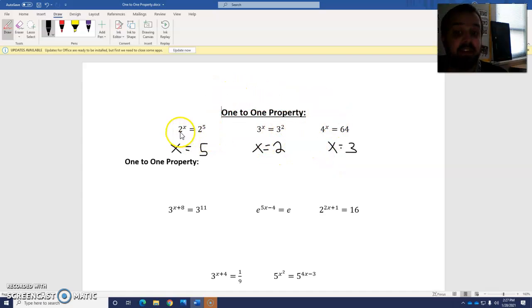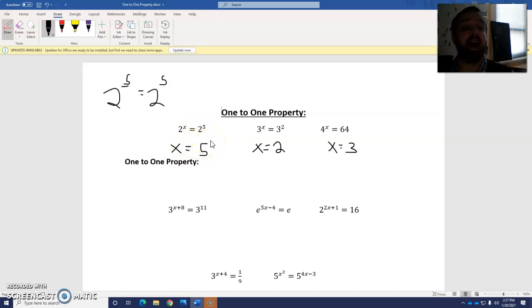Basically, if I have the same base to my exponential function, I know that the exponents have to be equal to each other. It's kind of like common sense, right? If 2 to some number equals 2 to the 5th, doesn't that number have to be 5? Okay? And that's kind of what we see here. 2 to the x equals 2 to the 5th. Well, x has to be 5 for that to be true, okay?